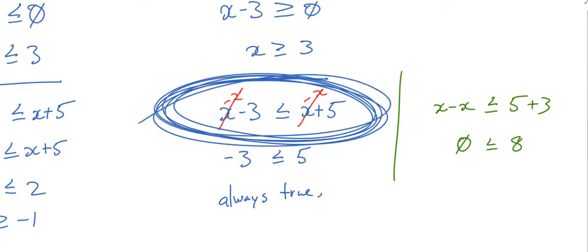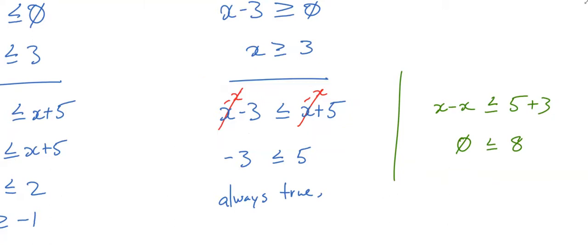I subtract 3 and I add 5. That one's always going to be less. Think about what it's saying. X minus 3 is less than x plus 5. Yeah, that will always be true. Okay, so always true for all values of x.